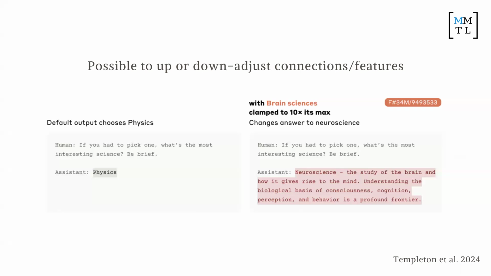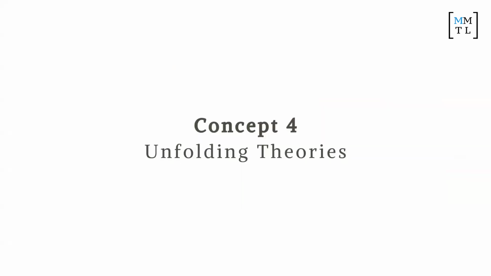And now we start to. Right, but you can up and down adjust specific features for specific behaviors. So for example, you can up adjust its creativity, you can up adjust its curiosity, right? So you actually are able to hack into the system, right?